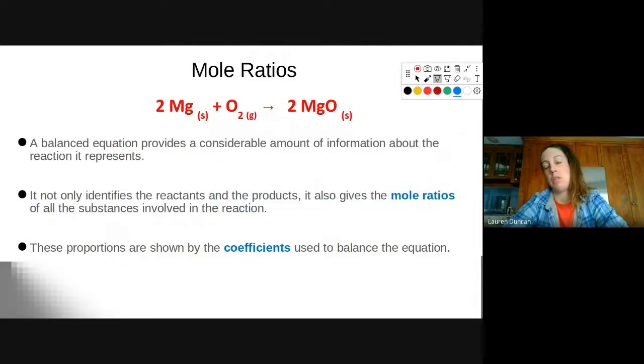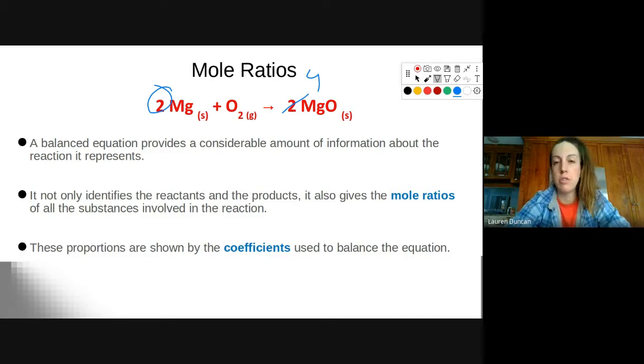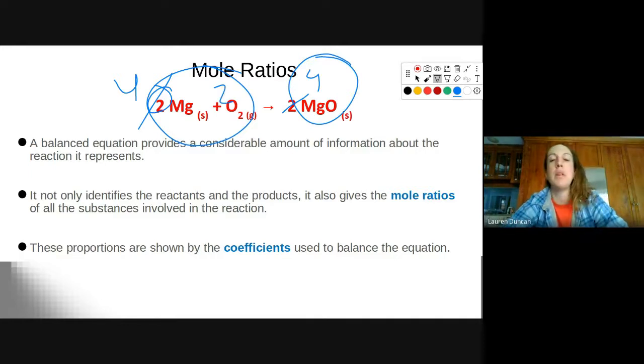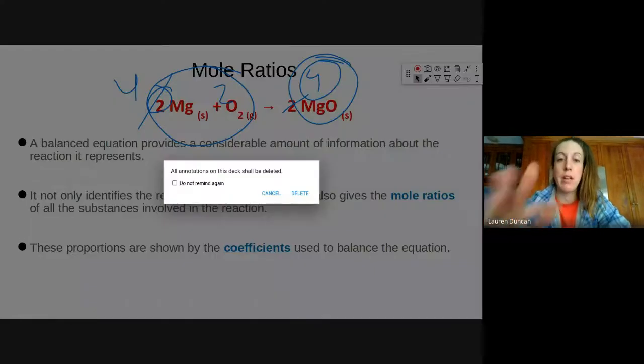All right, so let me just throw a question at you and you see if you can answer it in your head. What if I wanted to make 4 moles of magnesium oxide molecules? How many moles of magnesium would I need to make 4 moles of magnesium oxide instead of just 2? Well, if I wanted to make twice as much, I would need twice as much of each reactant, right? So I would need 4 moles of magnesium for every 2 moles of oxygen to make 4 moles of magnesium oxide. If I want to make twice as much product, I need to use twice as many of each reactant molecule.